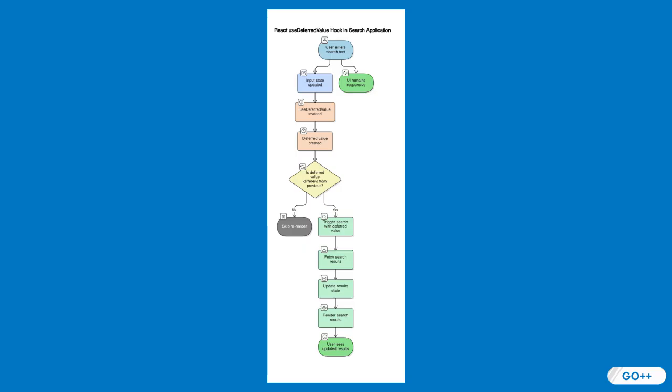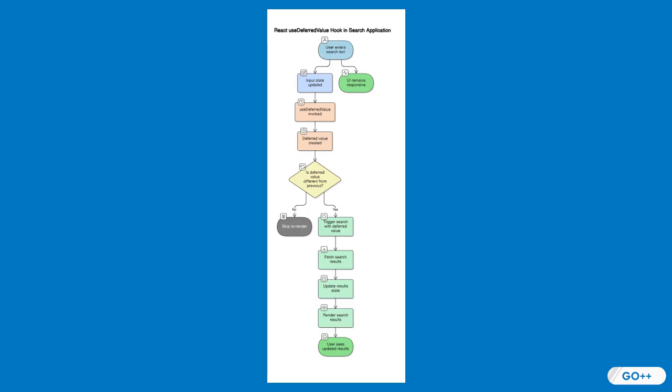React is built on the concept of rendering components based on state and props changes. However, not all updates require immediate rendering. Some operations, like user input, need to happen instantaneously, while others, such as rendering large datasets, can be deferred for a smoother experience. The useDeferredValue hook introduces a way to distinguish between these operations.